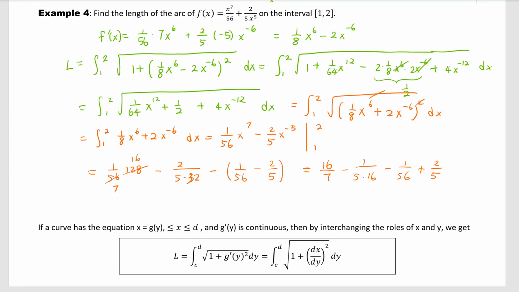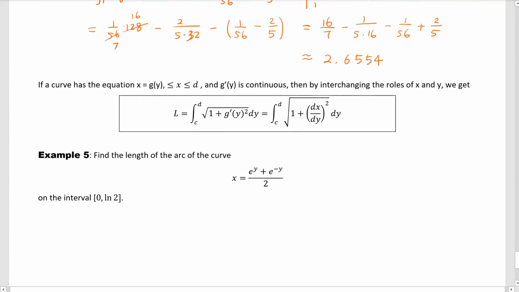Okay, so then we can put this in our calculator. So let's see, what do we get? 16 divided by 7 minus 1 over 5 over 16 minus 1 over 56 plus 2 over 5. So approximately equals 2.655. So far, so good, everybody. Okay, and so let's continue.